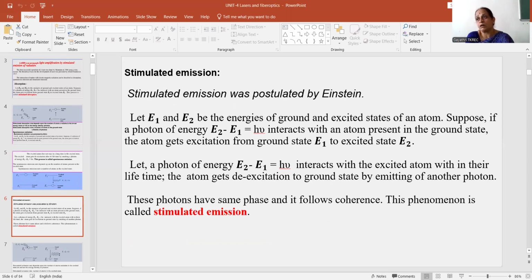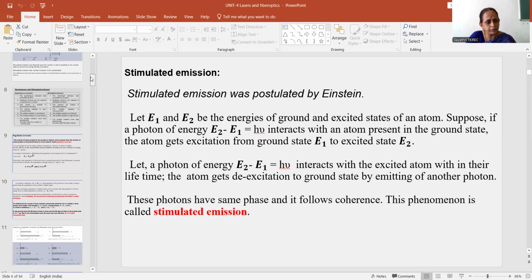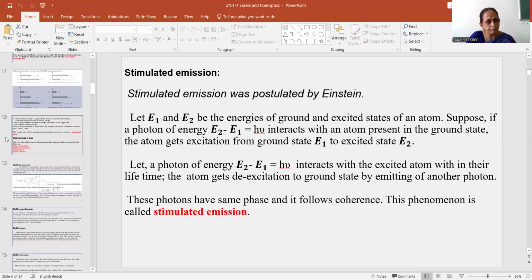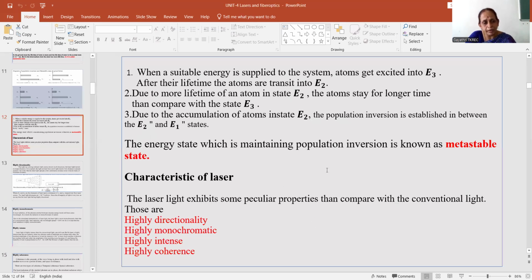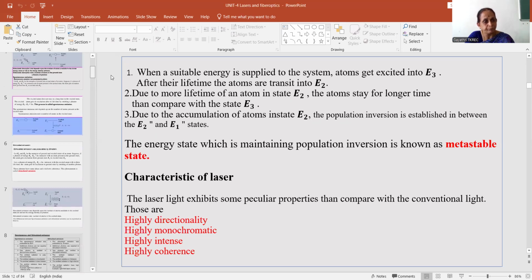So here, in order to explain the characteristics of laser, these are the characteristics. So the main characteristics are that highly directional, highly monochromatic, highly intensified, and highly coherent light. In order to achieve all these things, we want the stimulated emission to happen.